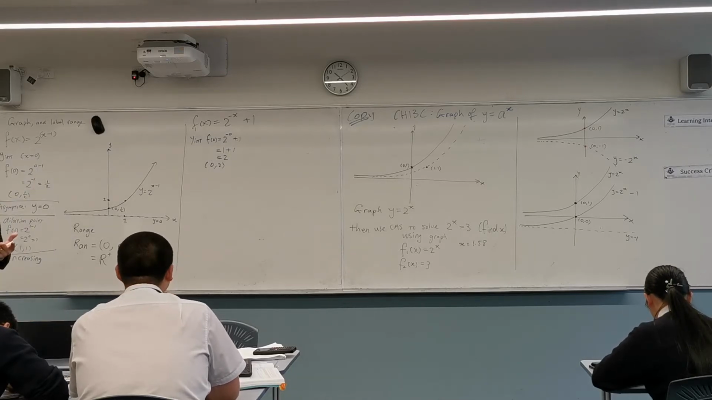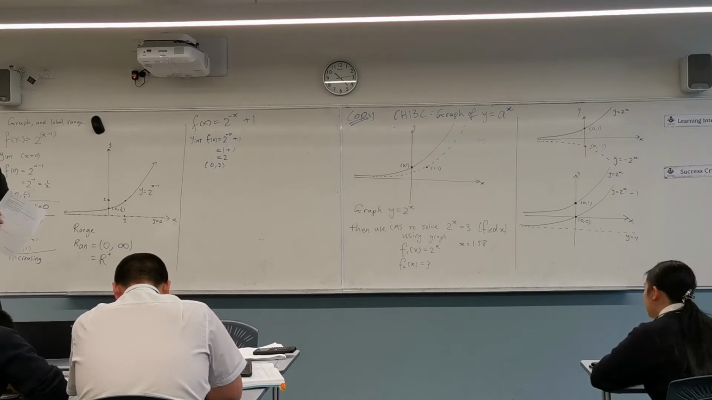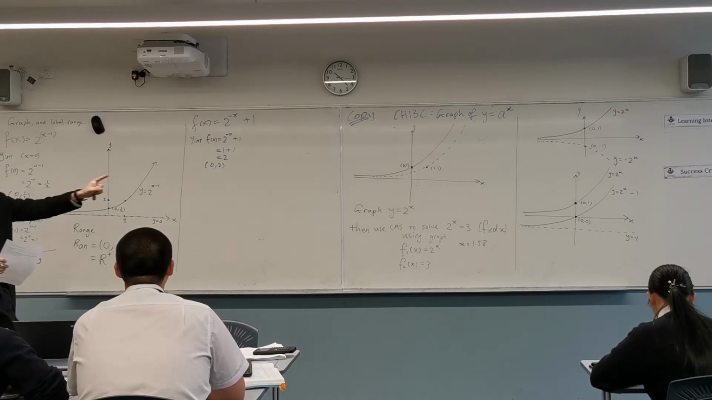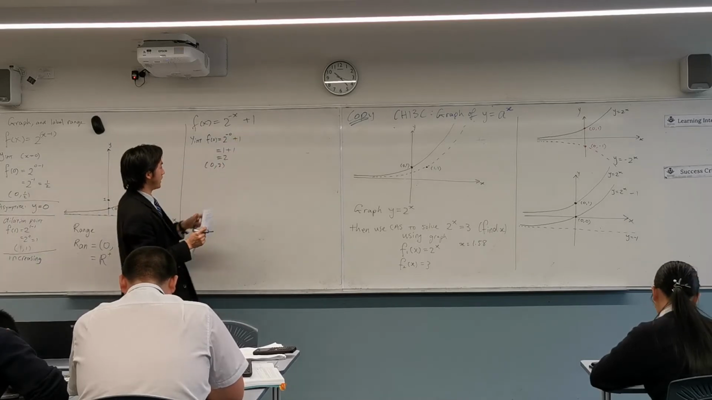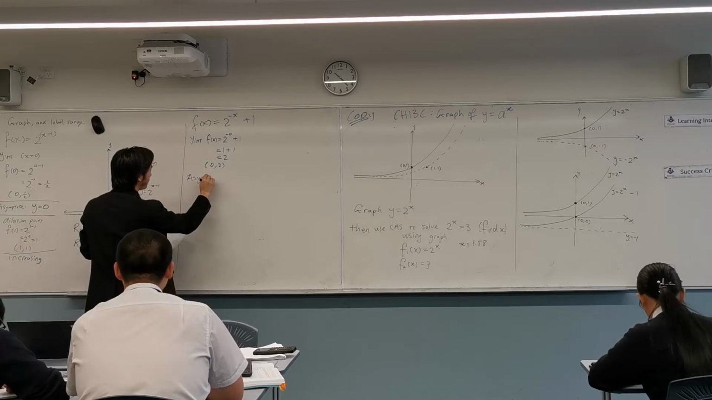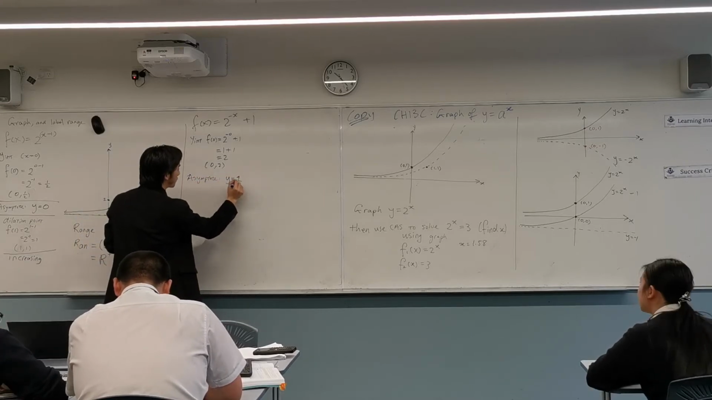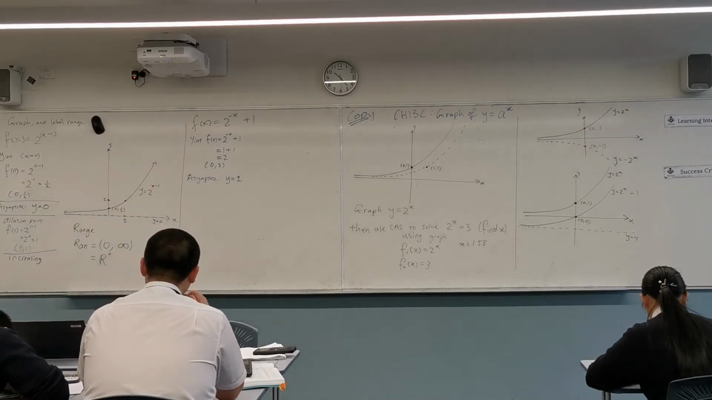Can you see how the graph is shifted? Which direction? Up or left? Up. It's shifted up because we're adding a constant number at the end. So the asymptote is, it shifts up, so the new horizontal line has the equation y equals 1.